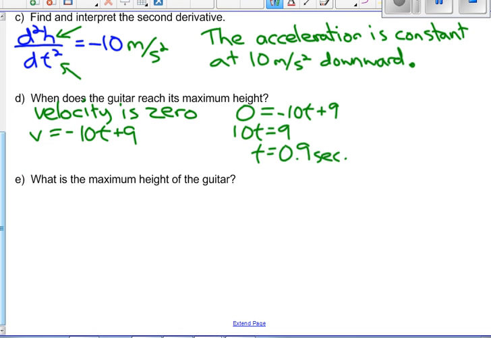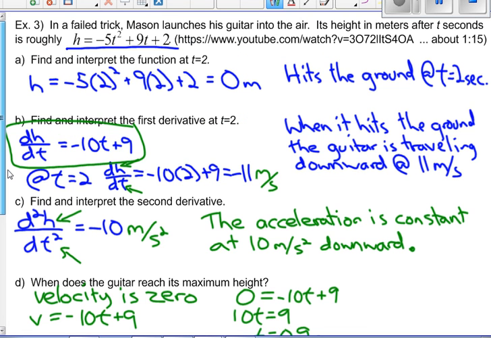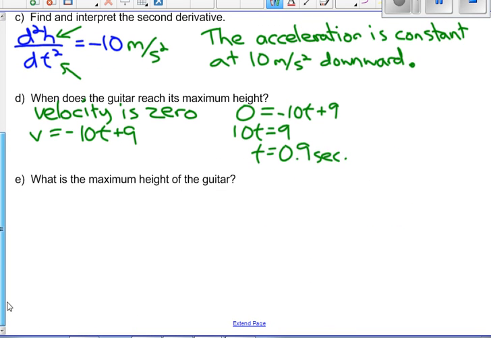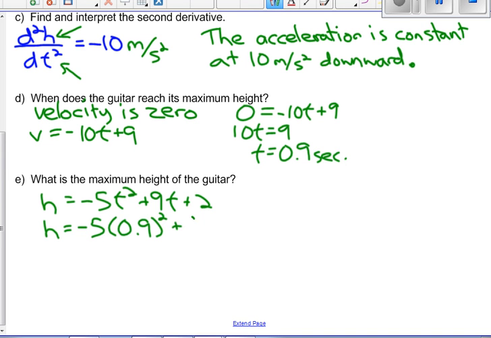The last piece of the puzzle would be finding the maximum height of the guitar, which we could have done by completing the square and finding the vertex of the quadratic to begin with. Or, now that we know that it happens when time is 0.9 seconds, we can just sub it into the initial formula for the height of the guitar, which was this. If I put that in, negative 5 times 0.9 squared plus 9 times 0.9 plus 2, I check it out in my calculator, and we're going to get 6.05 meters, or about 18 feet in the air. That does not bode well for the guitar.